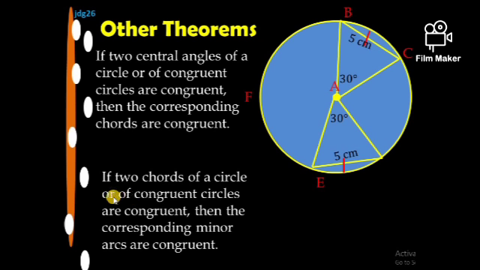Another theorem is, if two chords of a circle or of congruent circles are congruent, then the corresponding minor arcs are congruent. So, kung given naman ay ang chords na equal, so let's say ito yung given natin, they are both 5 centimeters, the corresponding minor arcs are congruent. Nasaan naman yung mga minor arcs? Ito yung kanilang mga minor arcs. So, if this is 30 degrees, therefore, the other minor arc is also 30 degrees. So, that's all for today.